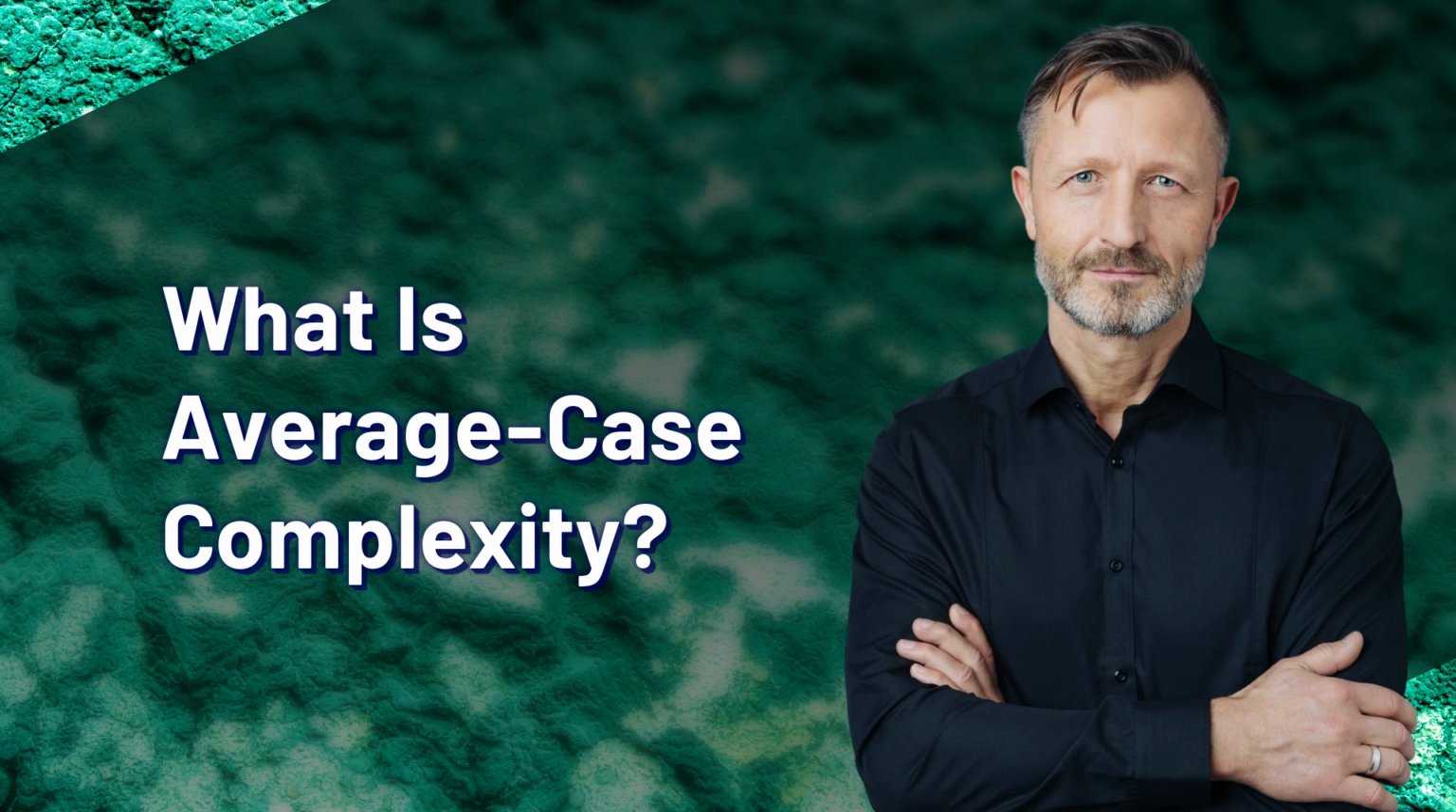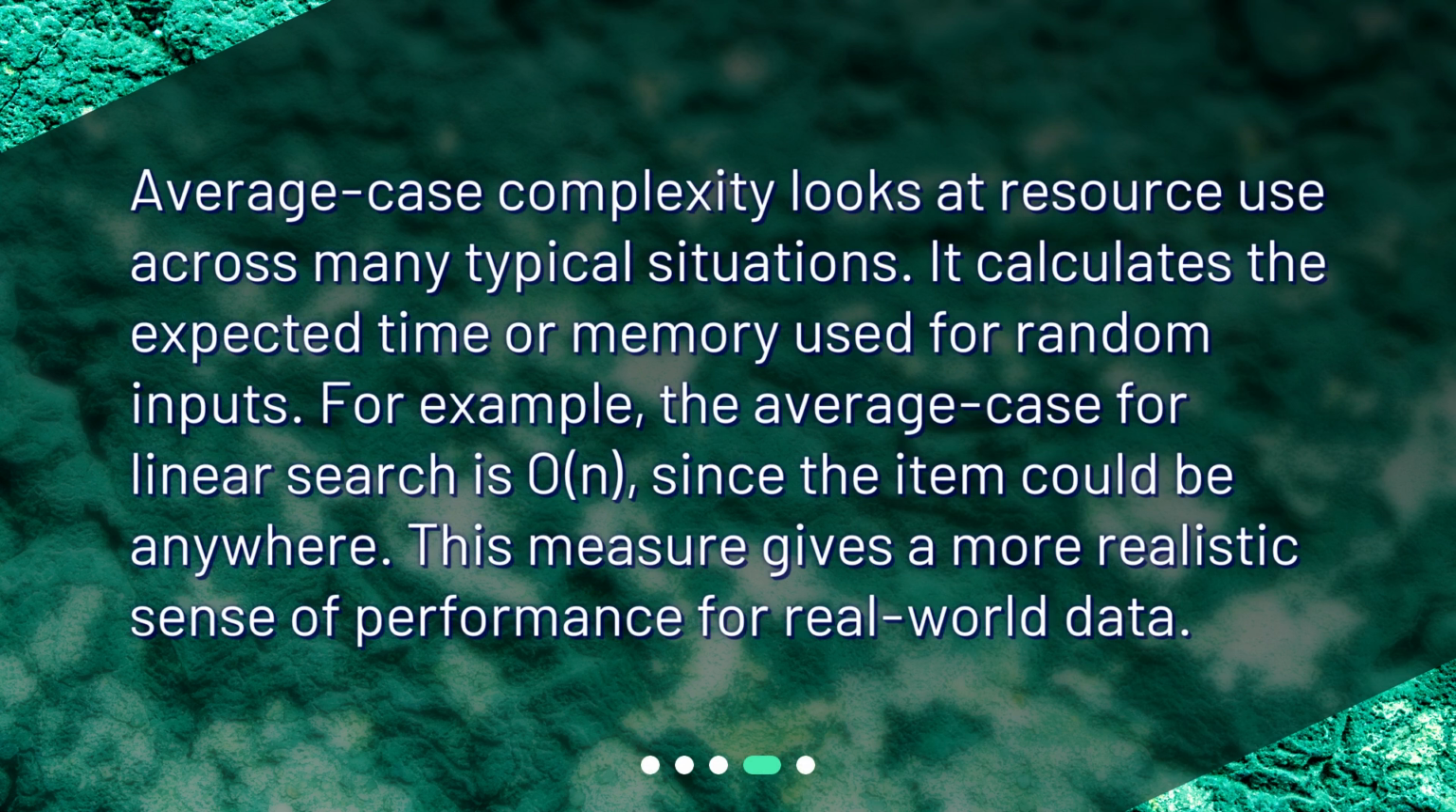What is average case complexity? Average case complexity looks at resource use across many typical situations. It calculates the expected time or memory used for random inputs. For example, the average case for linear search is O(n), since the item could be anywhere. This measure gives a more realistic sense of performance for real-world data.